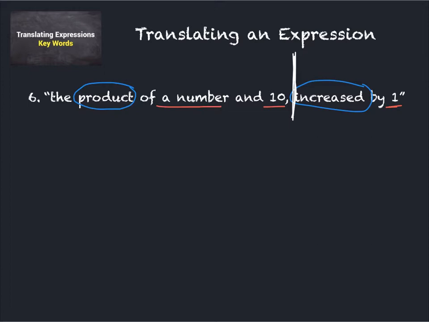But it says the product of a number and 10. That means we're multiplying a number that we do not know, so we'd use a variable. We could use n, and we're multiplying that times 10. So when you're multiplying a number with a variable, you could just put it right next to that variable. That means multiplication. Then, and that's where that comma comes in, we're increasing that by 1. So then we're adding 1 to it, because increased is going to mean addition. So that would be 10n plus 1. First we're multiplying a number and 10, and then we're increasing that by 1.